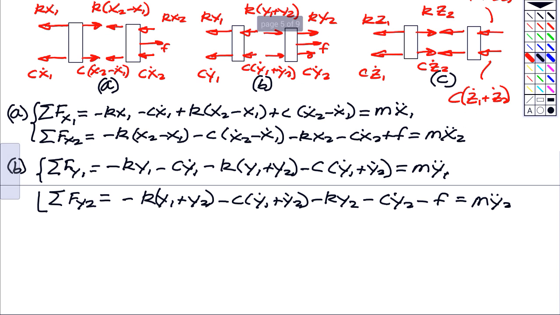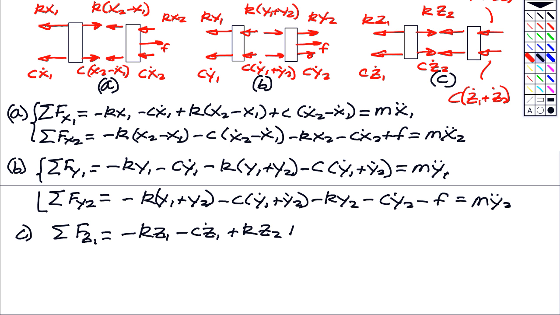Let's look at case C. Summing forces in the direction of Z1, that's going to be minus k Z1 minus c Z1 dot. I'm going to have a positive k z2 plus c z2 dot, and that's equal to, I think there's only four forces there, that's ma. The absolute acceleration in this case is z1 double dot.